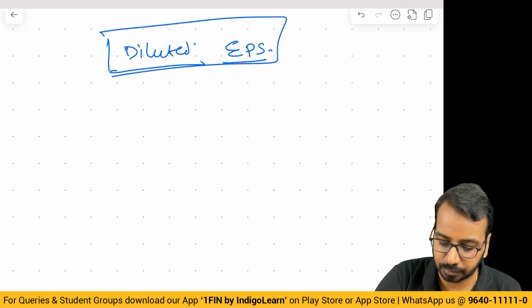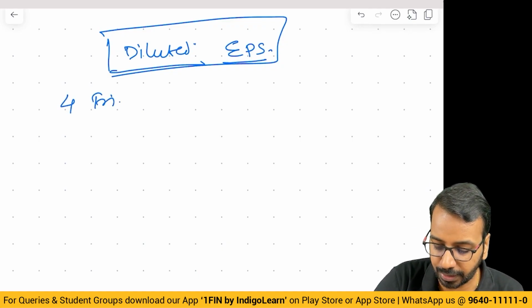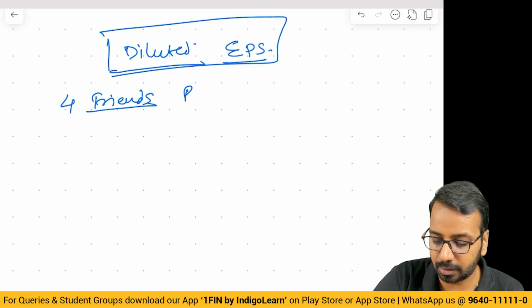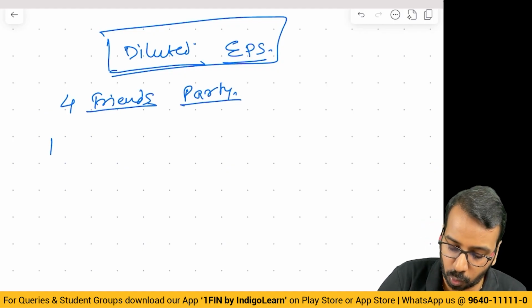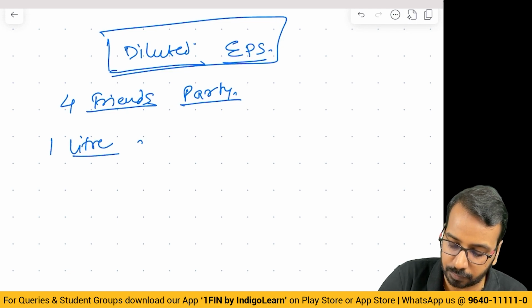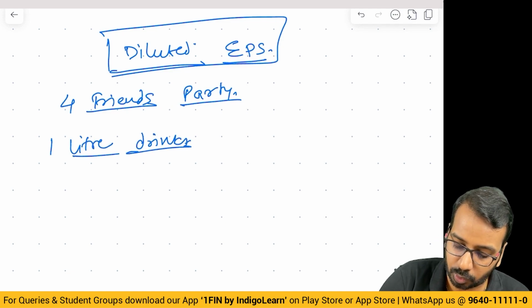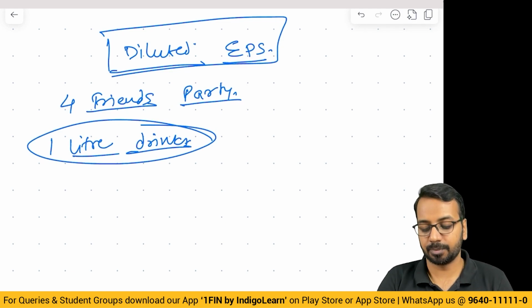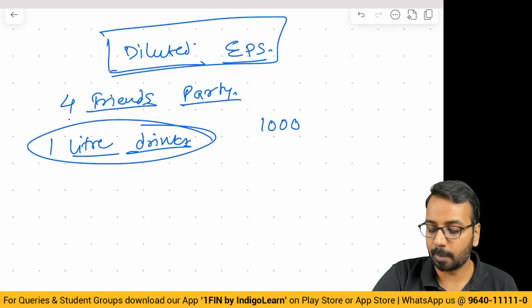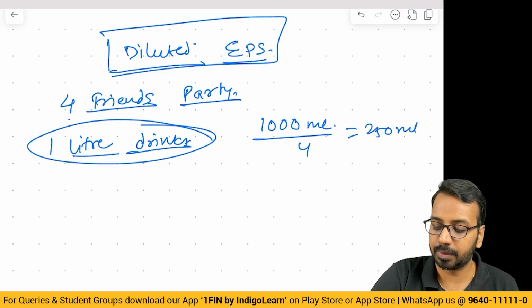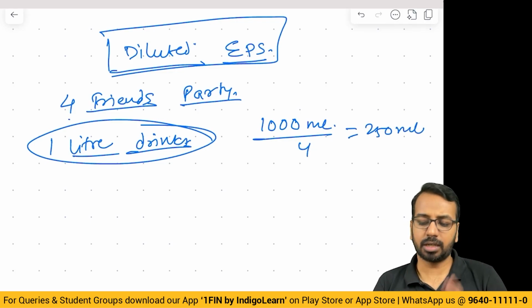Let us say 4 friends are partying. For the party, you have purchased 1 liter of drinks. Now, if 4 of you are there, each one gets 1000 ml divided by 4, which is 250 ml. Each one of you will get 250 ml.